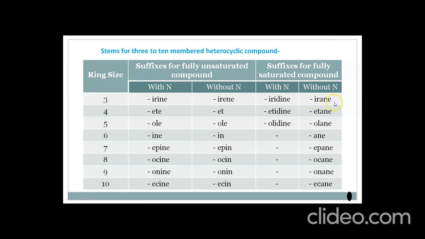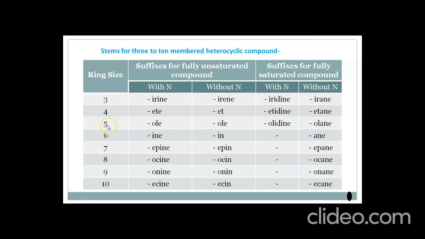Without nitrogen, a saturated 3-member ring uses irane. Like for a 4-member ring, if it is unsaturated with nitrogen, we use the stem ete, and an unsaturated 4-member ring without nitrogen, the stem is et. But if the 4-member ring is completely saturated with nitrogen, then we use the stem etidine, and without nitrogen, a saturated 4-member ring uses the stem etane.